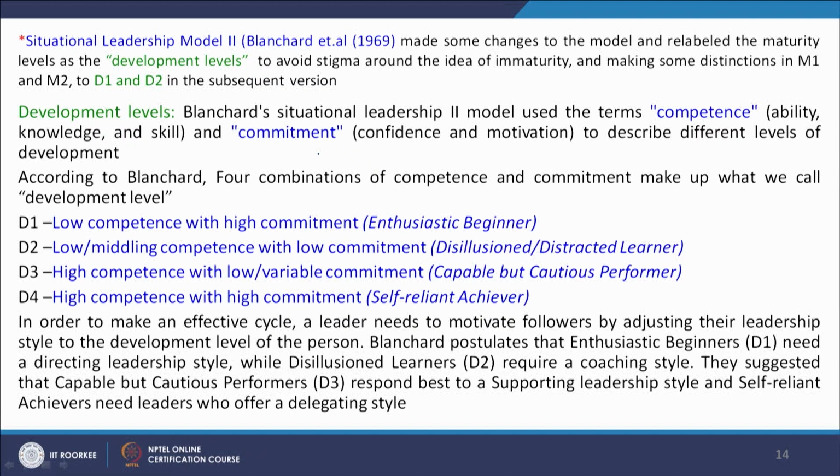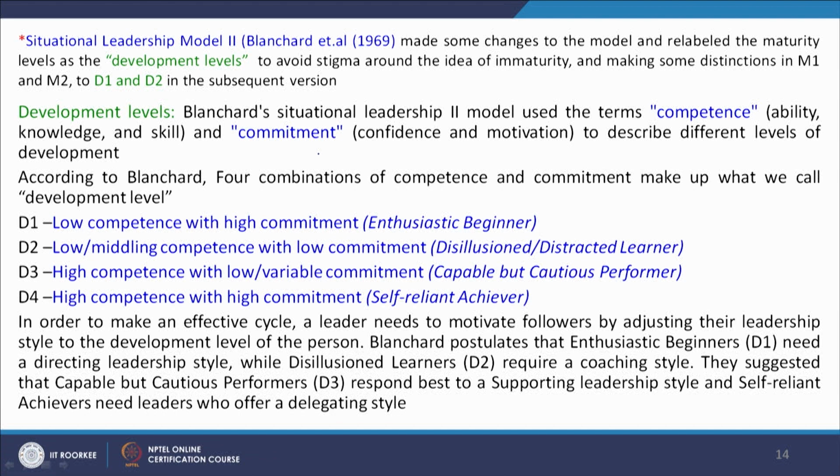So, just to erode that stigma, they proposed a new theory of developmental levels, and it has 2 components, that is competence and commitment. Initially it was based on readiness, that is willingness and ability. Now, in the revision they have incorporated developmental levels in place of maturity, and have identified developmental levels in 2 parts: competence, that is ability, knowledge and skill, and commitment, that is confidence and motivation in terms of willingness itself to perform the task at different levels. So, according to Blanchard, 4 combinations of competence and commitment make up what we call developmental level. So, they have proposed 4 combinations.